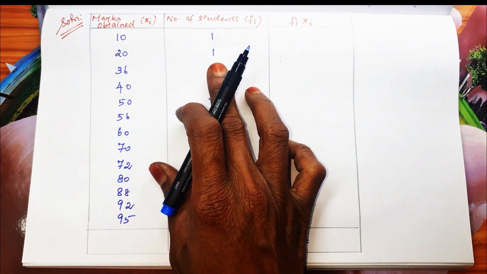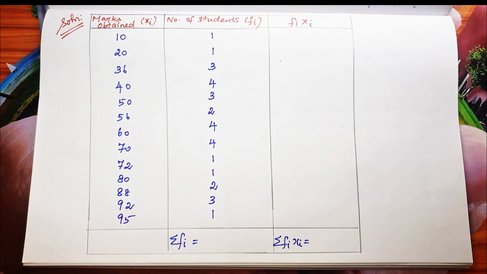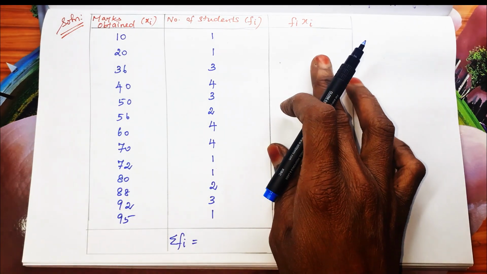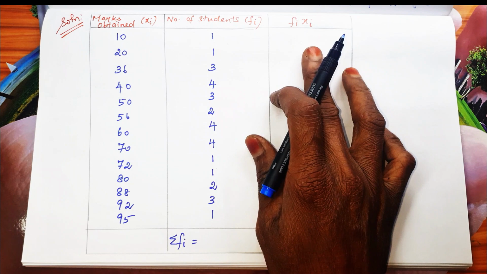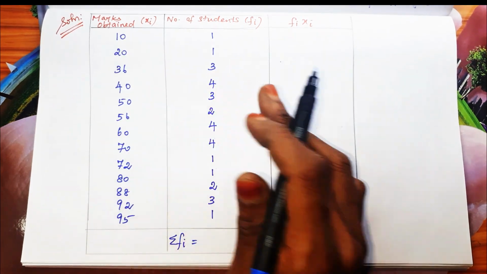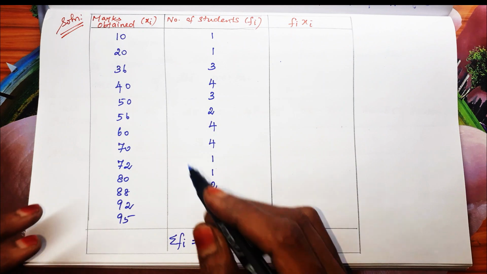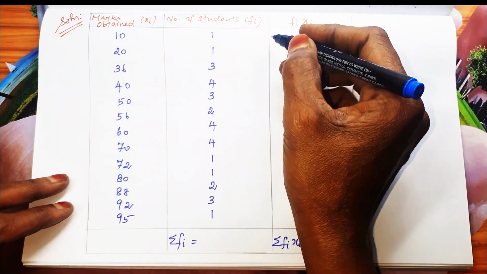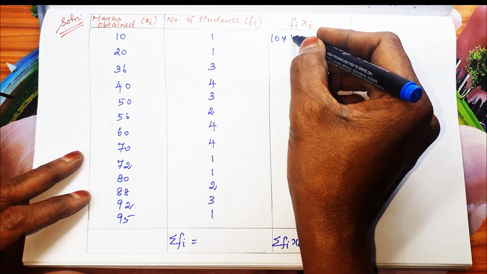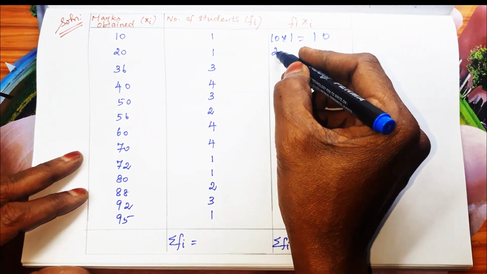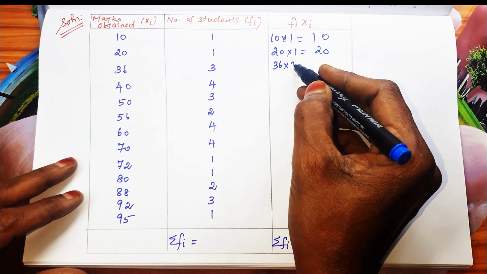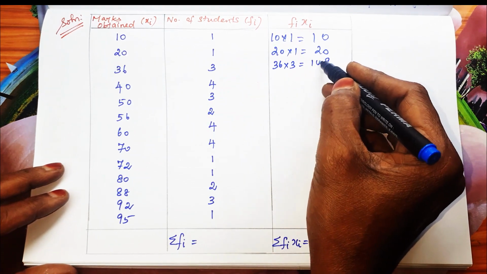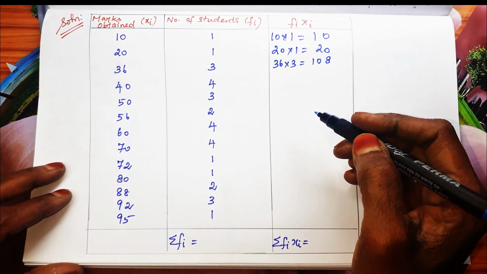This is the table I have taken for my calculation. The first column denotes the xi values. The second one is the corresponding frequencies. And the third one is the product fi into xi, which we are going to calculate now. After multiplying the corresponding values, finally we have to add up this and this. For example, the first x value is 10 into 1, so 10. The second is 20 into 1, which is 20. The third one is 36 into 3, which is 108. Like that we have to multiply all the values and write them down.